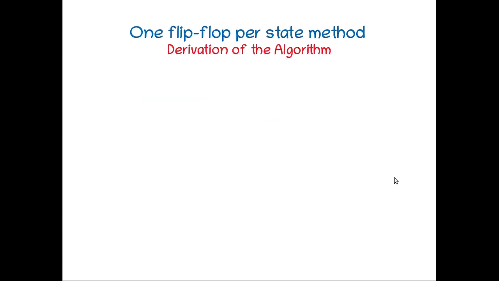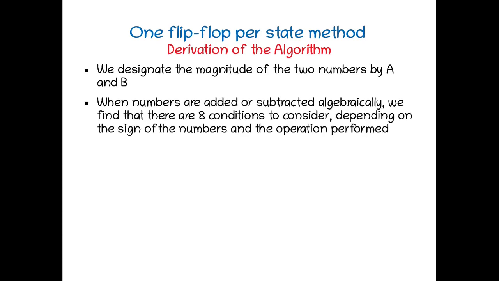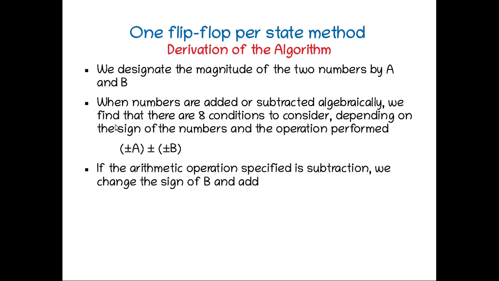So next we have to derive the algorithm. We designate the magnitude of two numbers by A and B. When numbers are added or subtracted algebraically, we find that there are 8 conditions to consider depending on the sign of the numbers and the operation performed. So for example, that can be represented in a compact form like this: plus or minus A, add or subtract, plus or minus B. So this is the compact representation. Here we have 8 permutations corresponding to this, or 8 conditions to consider.